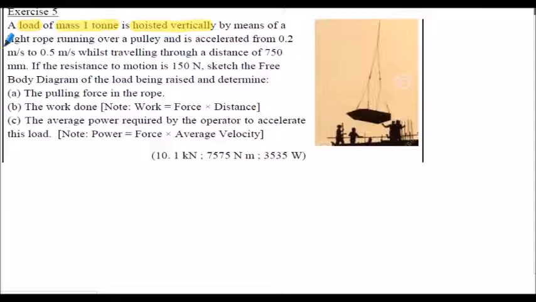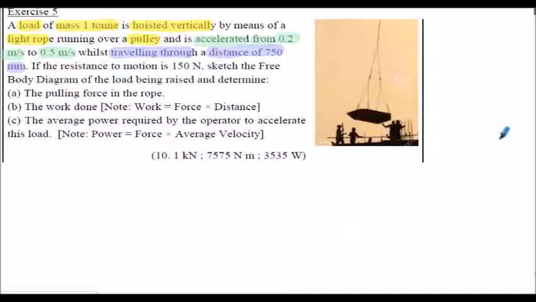means of a light rope running over a pulley. And it's accelerated from 0.2 meters per second to 0.5 metres per second. So those are two velocities. I can tell by the units there, they're velocities. It says it travels through a distance of 750 millimetres. So this change in velocity from 0.2 metres per second to 0.5 metres per second occurs in 750 millimetres.